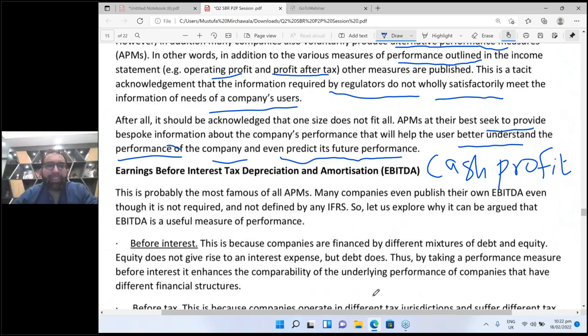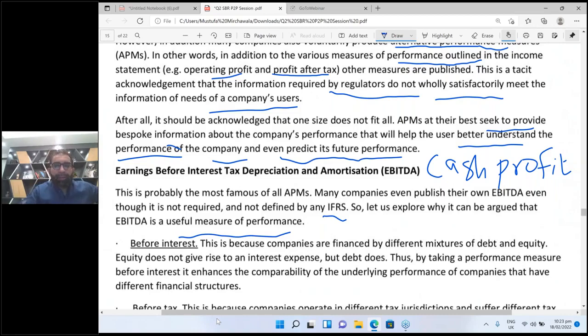Now, there are a lot of arguments for this. This is probably the most famous of all APMs. There are other APMs as well. Many companies even publish their own EBITDA, even though it is not required. There is no requirement of IFRS. Yes, this is our homemade thing and not defined by any IFRS. So let us explore why it can be argued that EBITDA is a useful measure.